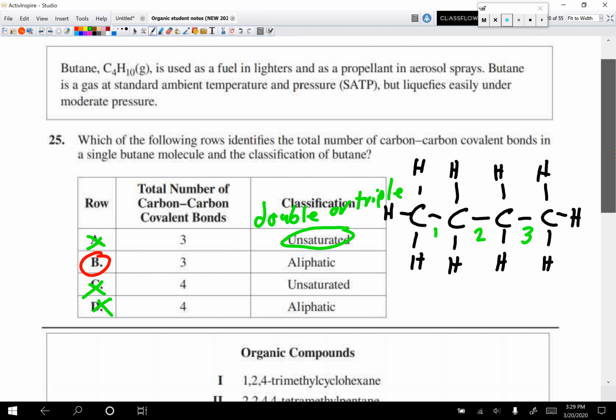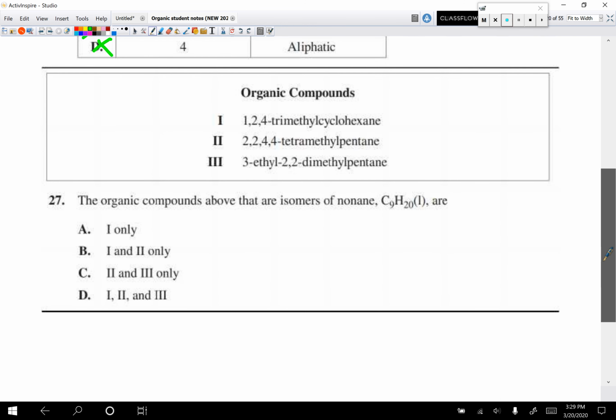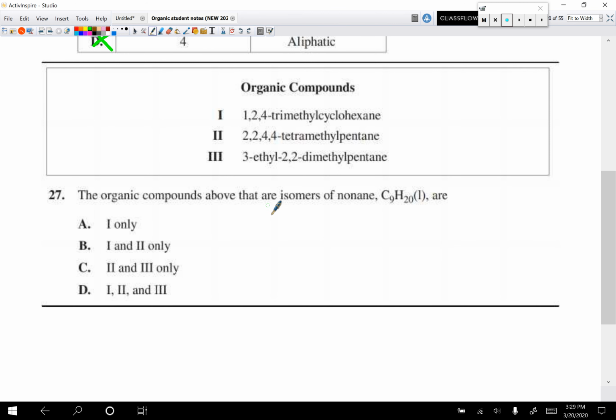All right? Now the other one, same right here, so the organic compounds above that are isomers of nonane, C9H20. So we have 3 different molecules, same thing. Pause the video, try this one out, and I'll put the answer up in 3 seconds.